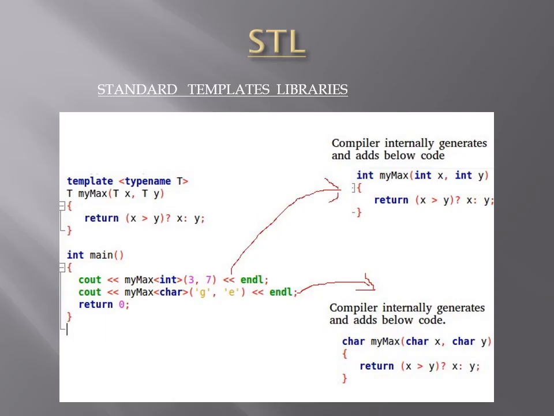And here we see STL. STL stands for Standard Template Library. And here we see a little code. Template typename T, myMax, return, in main cout, return 0, and the compiler internally generates and adds the below code. And here we see the code.